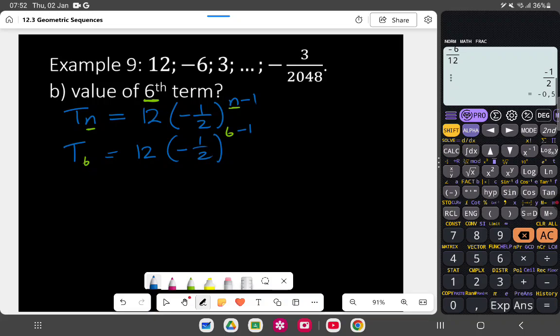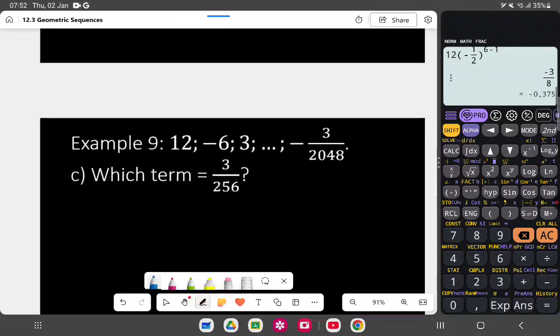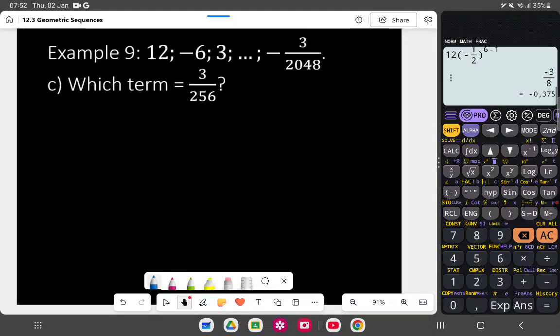Input that exactly the way that it is into your calculator: 12 bracket negative 1 over 2 sideways, close bracket, exponent 6 minus 1. That gives us an answer of negative 3 over 8. So term 6 is equal to negative 3 over 8. The end. Question C. For question C, they're asking us which term is equal to 3 divided by 256.